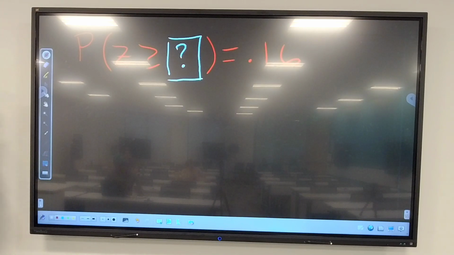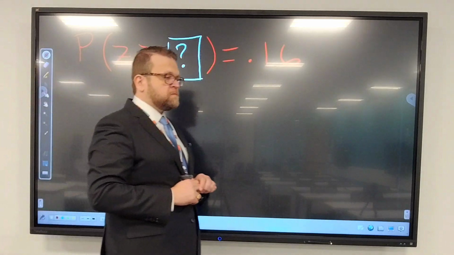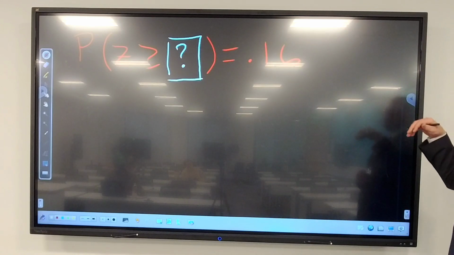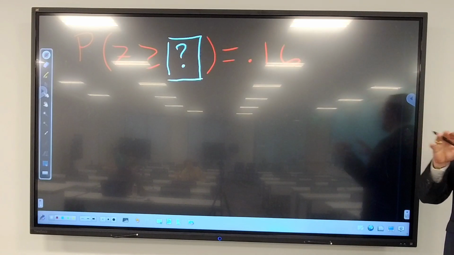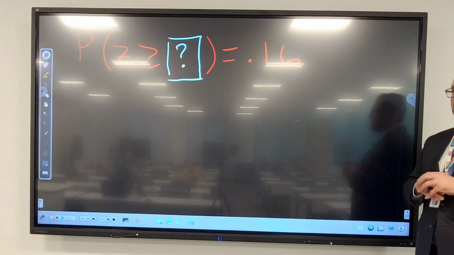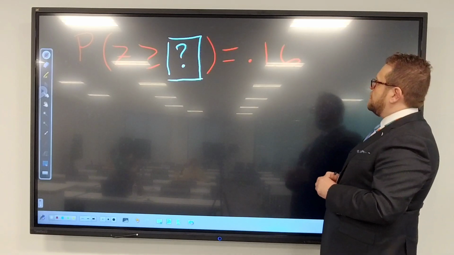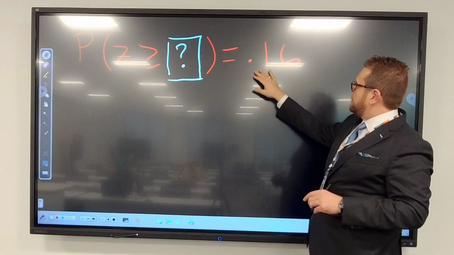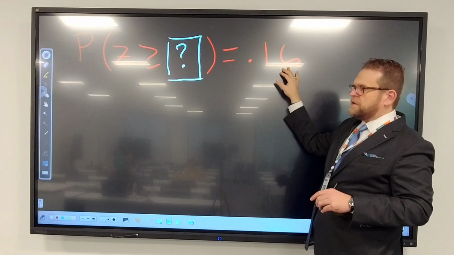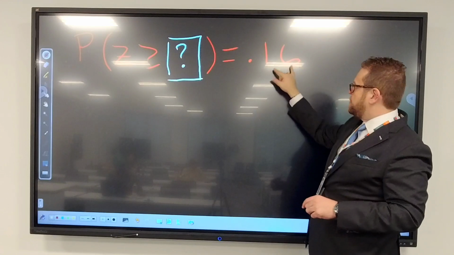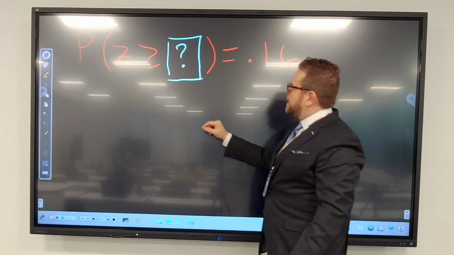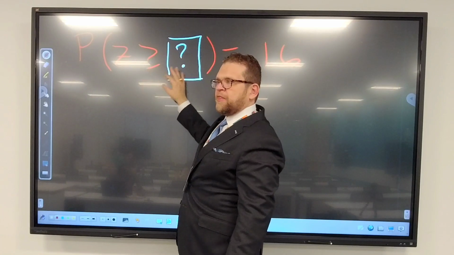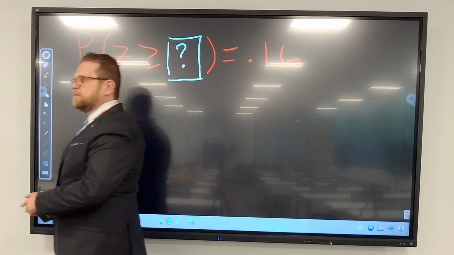To assist yourself, maybe you should make a little sketch and just try to fill out all the pieces that you can. Here in this problem, we're given this. Now, what is this? It's an area. This is an area, and we're trying to construct the event that gives us this area.